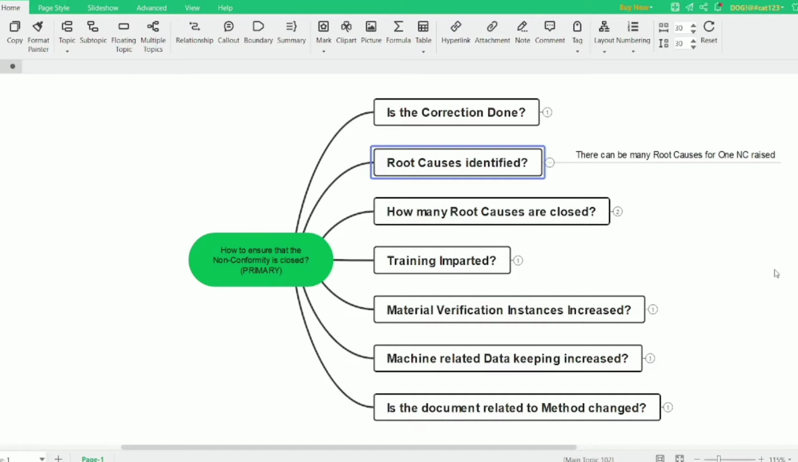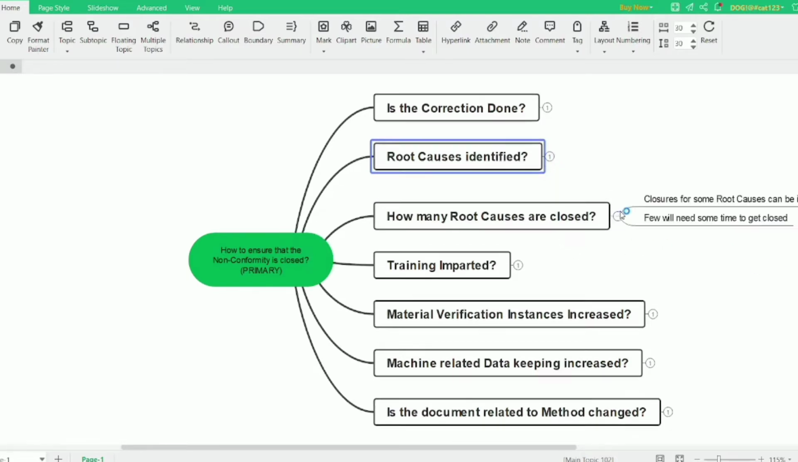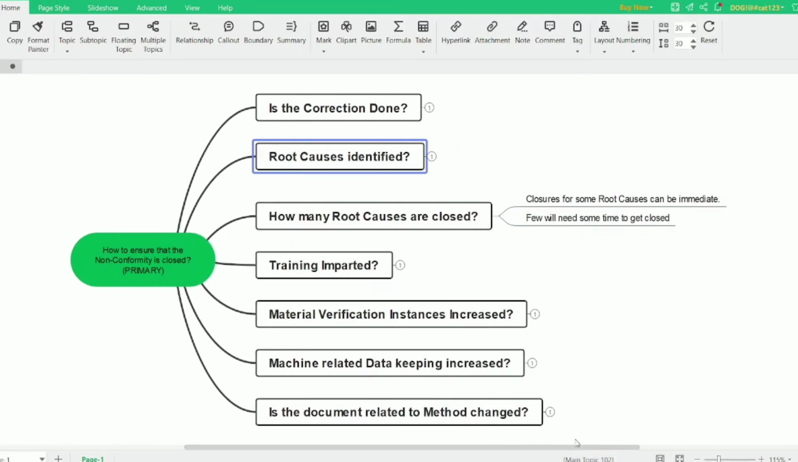The second point on root causes is why the guards are not there on the wheels of every machine. Did the machine come to your premises when it was purchased with guards or with no guards? Were the guards included as a spare part with the machinery when you purchased? So all these things become your root causes. There can be n number of root causes, and for each root cause you need to make closure. So that means how the root causes are closed.